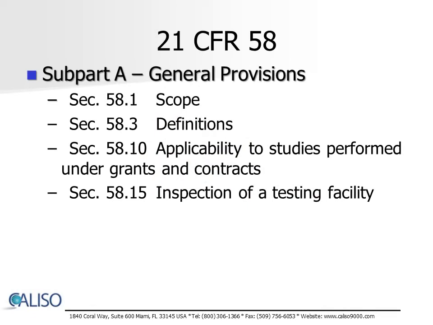The sections of 21 CFR 58 are as follows. Subpart A, General Provisions, which doesn't contain any requirements but includes the scope, definitions, applicability to studies performed under grants and contracts, and inspection of a testing facility, which simply states that an authorized employee of the FDA at reasonable times and in a reasonable manner may have the authority to inspect the facility.